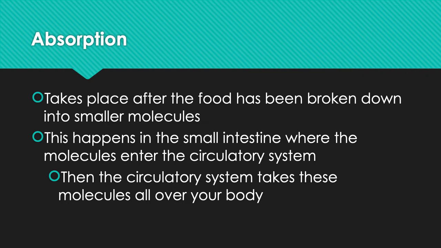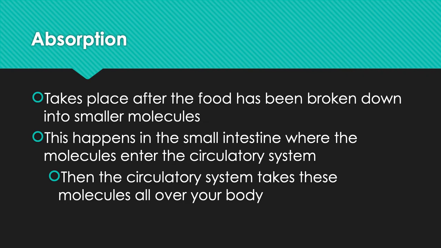The next phase is absorption. This takes place after the food has been broken down into smaller pieces. So we've already broken the food down into smaller pieces. And this happens in the small intestine where the molecules enter the circulatory system. So the small intestine absorbs those small molecules and puts them into the circulatory system, and the circulatory system takes them all over your body to wherever they're needed.